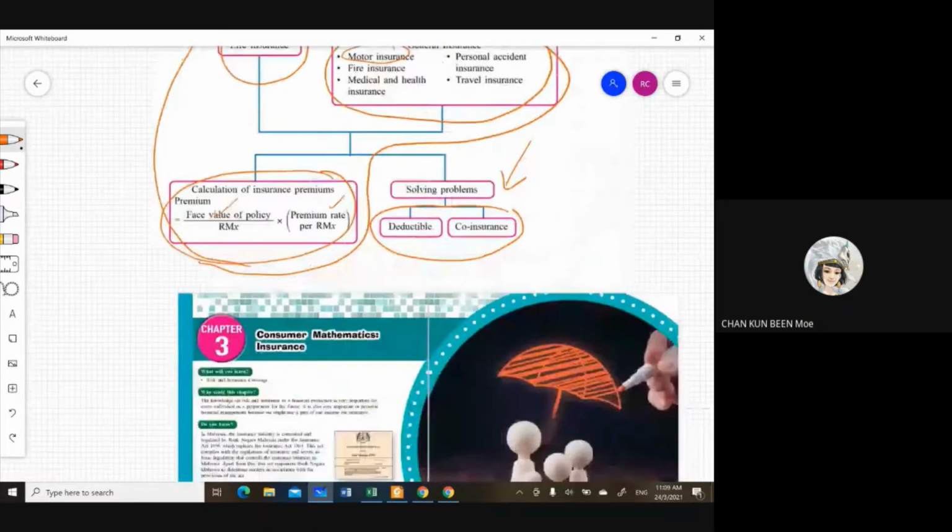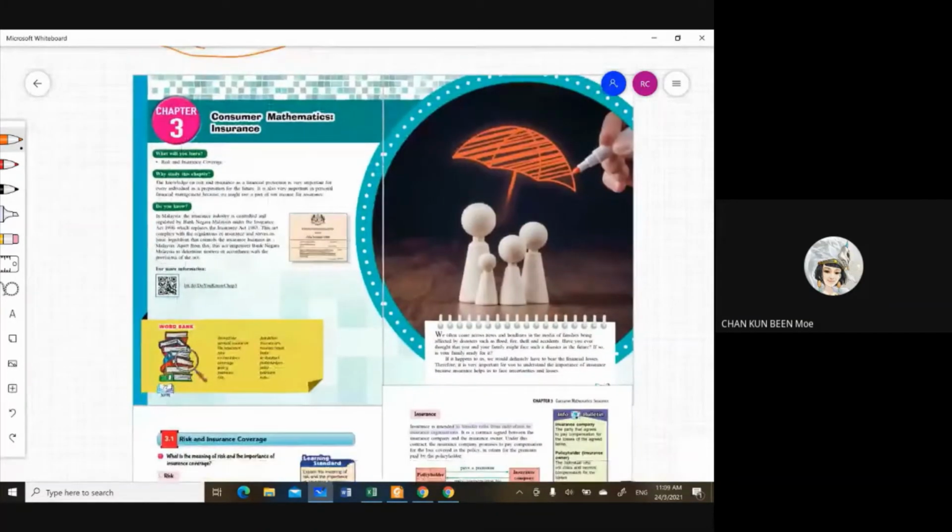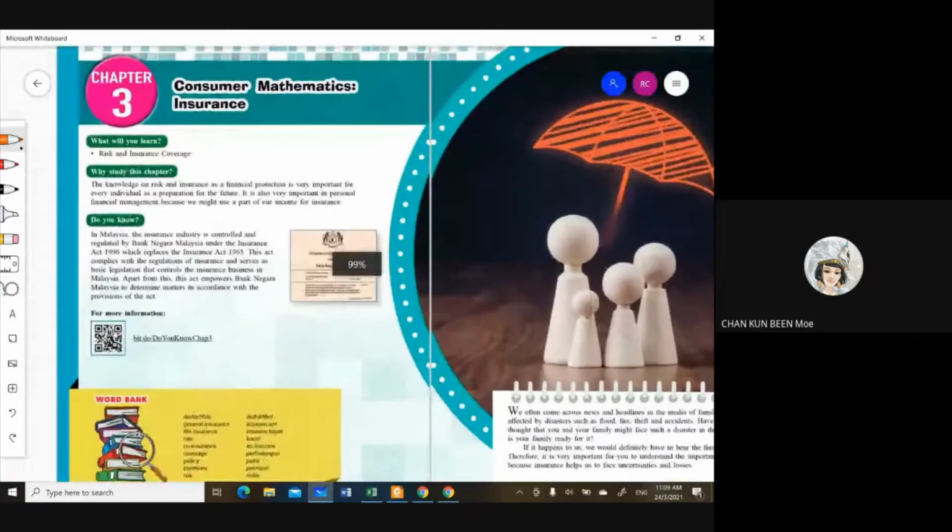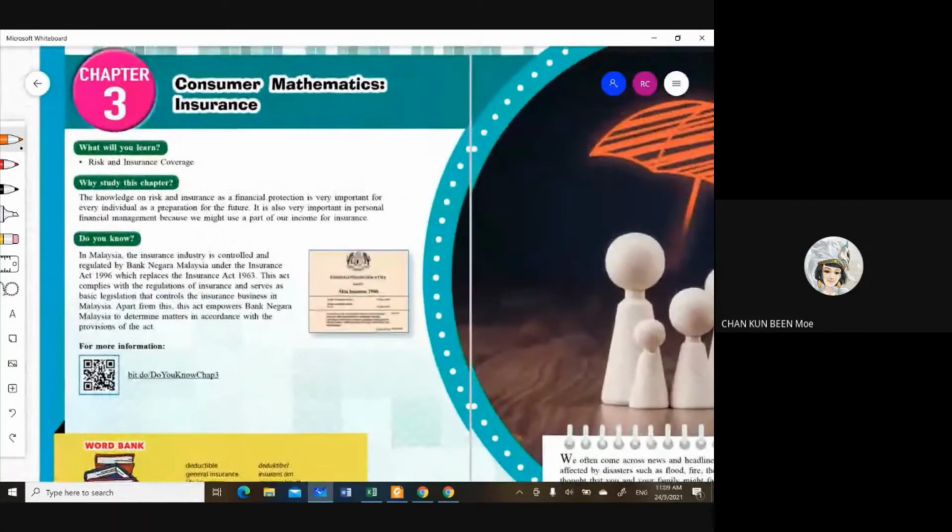The first part here, consumer mathematics insurance. So what you will learn in this topic is risk and insurance coverage. Okay, why study this chapter? I think just like what you learn in Form 3, you study the investment and so on, because you are going to face this in your real life later on. You are right now 17 years old, 16 years old. So when you go for work later, you are going to need this, because you are going to buy insurance for your own life. It's up to you. It's your choice whether you are going to buy or not.